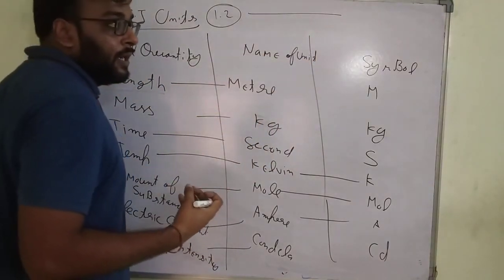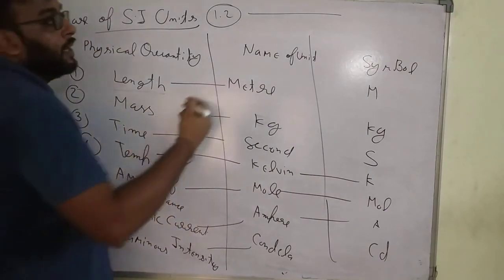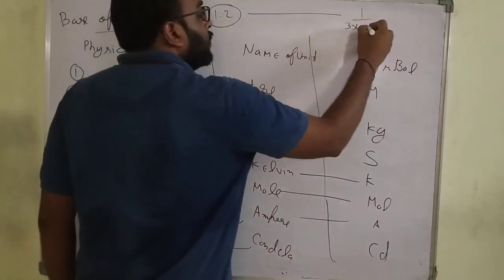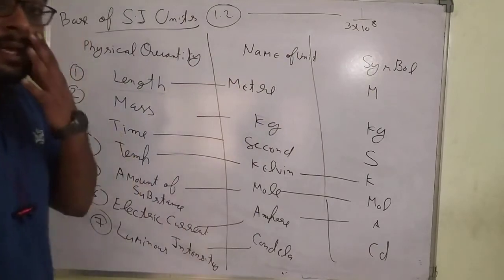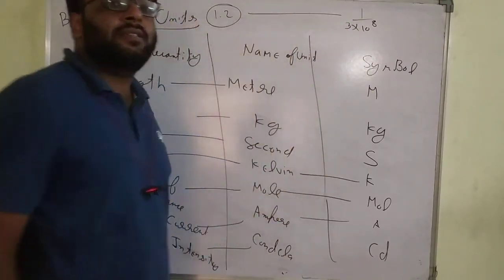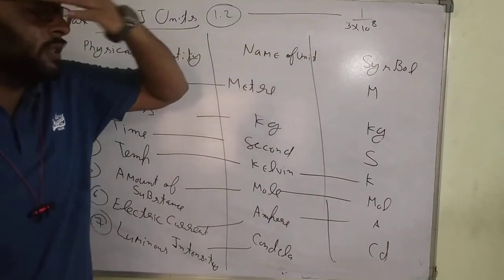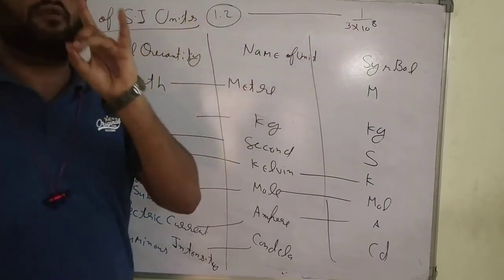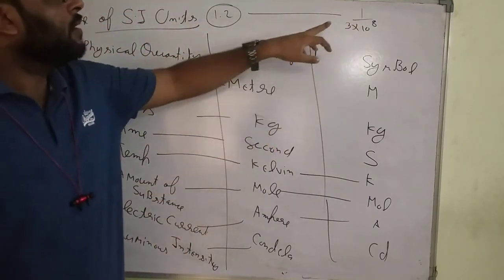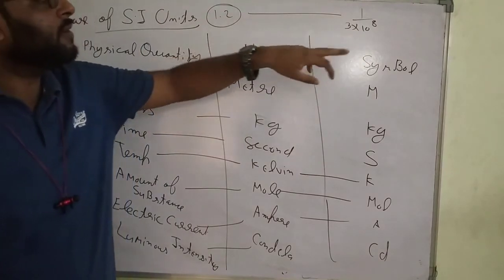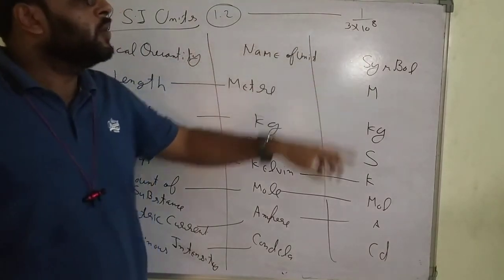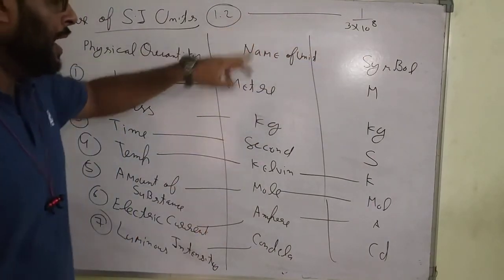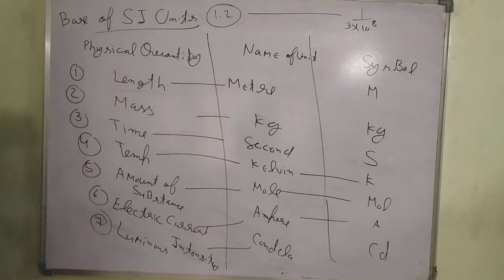Scientists gave a definition for this. 1 meter is based on the speed of light in vacuum, 3 into 10 raised to power 8 meter per second. Whatever distance light covers in the vacuum, not in a medium, in space, in a particular fraction of a second, that distance is called 1 meter. As you know, this is the way of length.